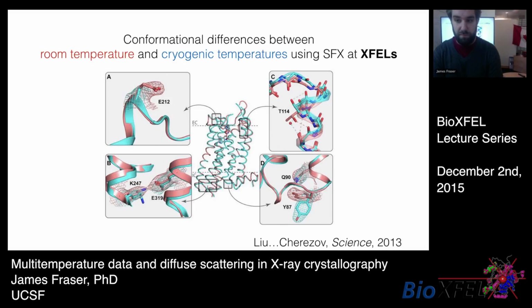Hey James, this is Rob from ASU. Does the vacuum at the XFEL have any effect on the global structure? Well, in this case, it's hard to tell what is giving rise to the conformational differences. We have the room temperature, or I guess extruded from ambient temperature into vacuum, shown in pink, and then we have the cryocooled at synchrotron in blue. So we don't really know.